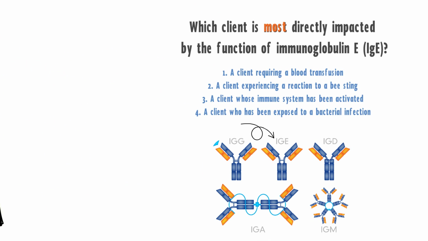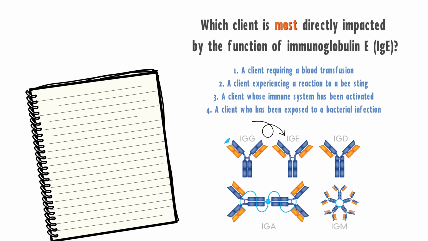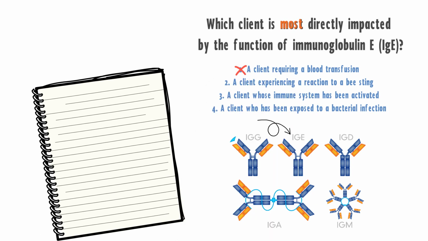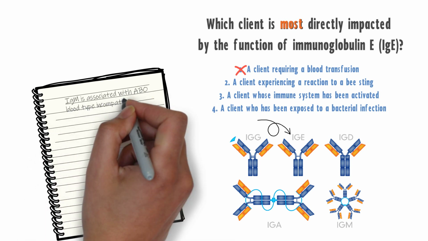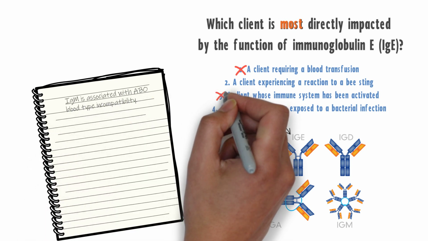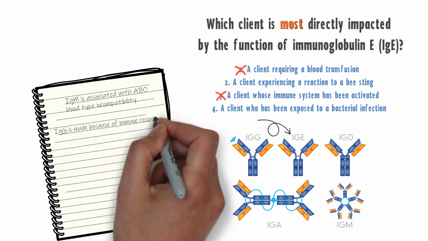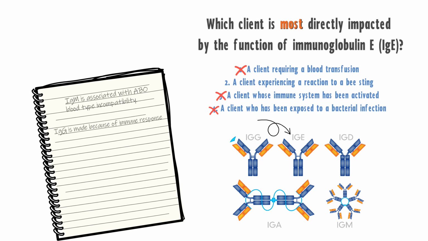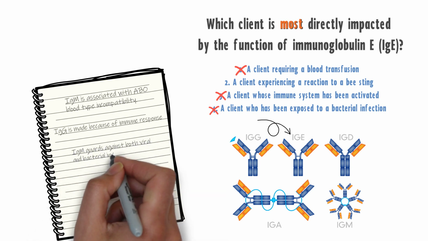Knowing this, let's use our key nursing knowledge to perform the process of elimination. We know the answer is not number 1 because immunoglobulin M is associated with ABO blood type incompatibility. It can't be number 3 because immunoglobulin G is made because of immune response. And the answer is not number 4 because immunoglobulin M guards against both viral and bacterial invasions.